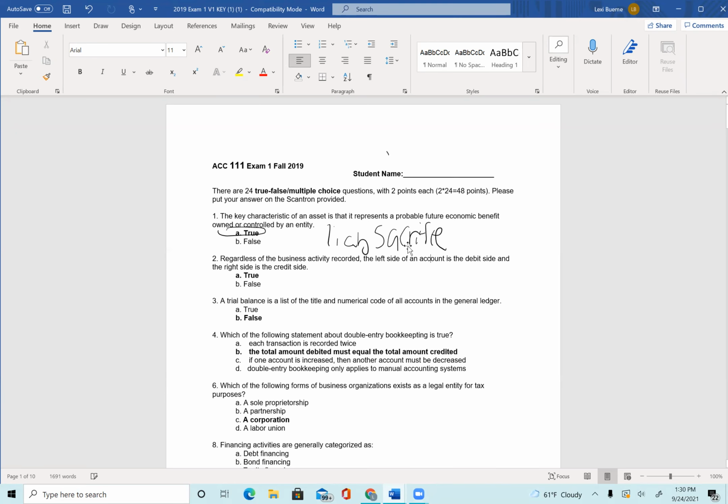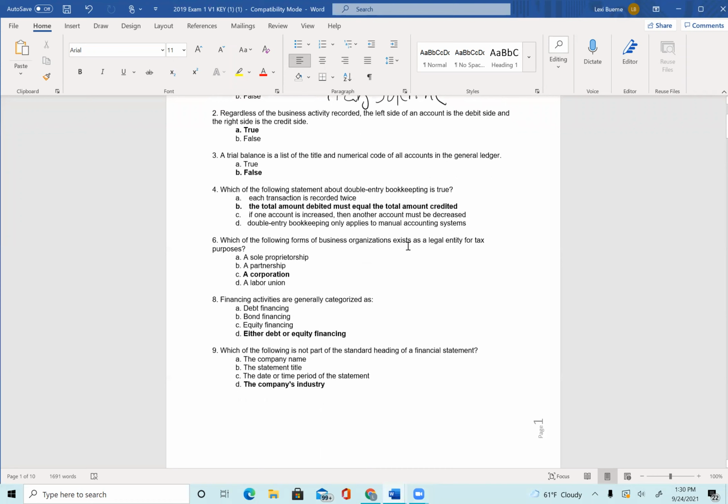Sorry, it's a mess, but regardless of the business activity recorded, the left side of the account is a debit side and the right side is the credit side. That's true. That's also just standard definition like we've done in the journal entries and like you've done in homework, class, etc. So a trial balance is a list of the title and numerical code of all the accounts in the general ledger. That's false.